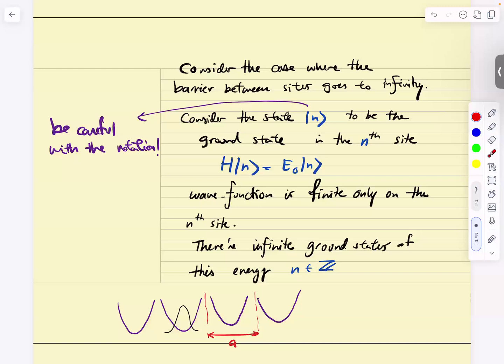Ket n, the particle sitting here, for example, is an energy eigenket. However, it's not a translation eigenket. Why? Under translation, it moves here. Is that clear? The second part of that theorem says that even though energy eigenkets of the Hamiltonian will not be translation eigenkets, there will exist linear superpositions of degenerate eigenkets of the Hamiltonian that would be translation eigenkets.